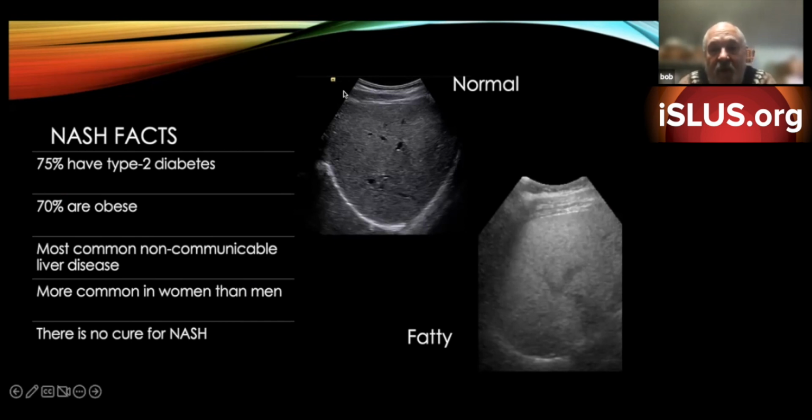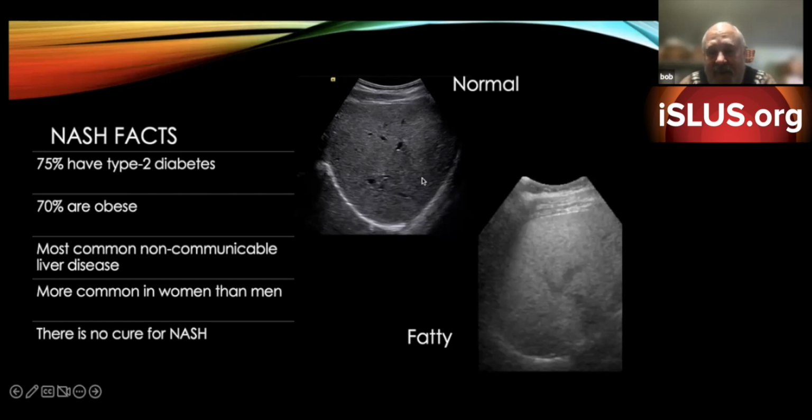Here is what a normal liver looks like. It should be a nice, even gray tone. The little black areas represent fluid, so these are the blood vessels inside the liver. Bright white means it's dense, so this is the diaphragm. What we look for is the evenness of the grayscale from the top to the bottom. We can see there are no differences in brightness of these echoes.